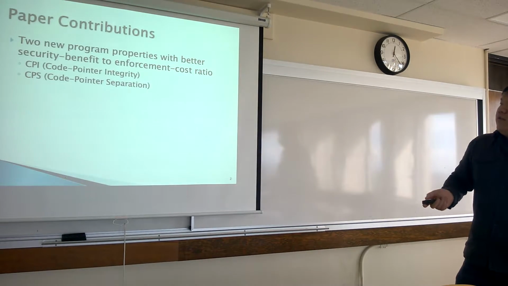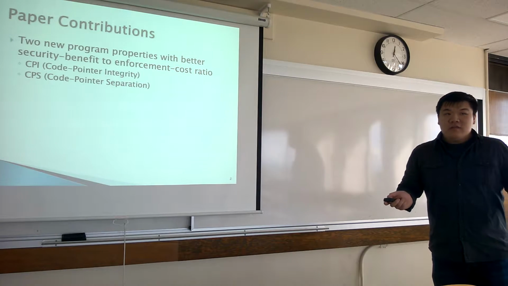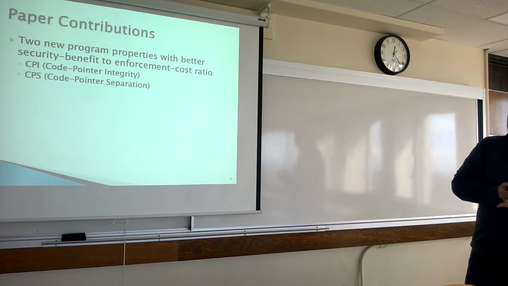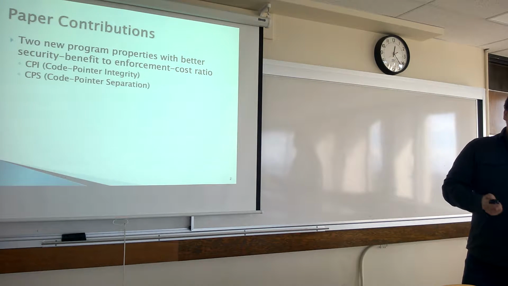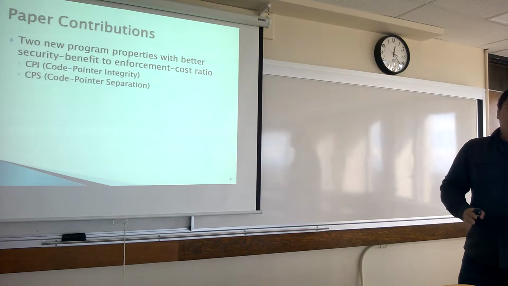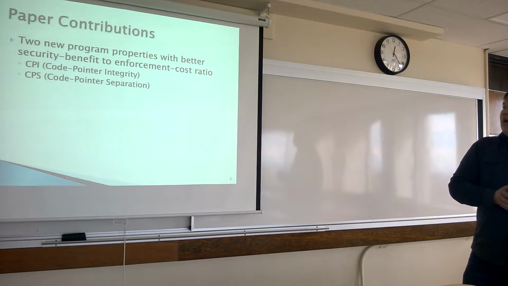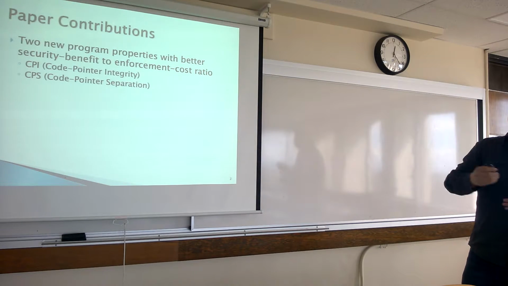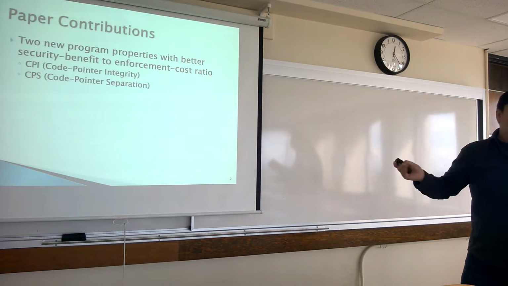So first off, we'll just go over the paper contribution. The first thing is that it comes up with two new program properties with a better security benefit to enforcement cost ratio. It's something they talk a lot about, and even during their presentation they talked about it. They introduce something that they argue is better in terms of cost and security benefit. So they bring forth CPI, which is code pointer integrity, and CPS, which is code pointer separation, and we'll go deeper into that later.